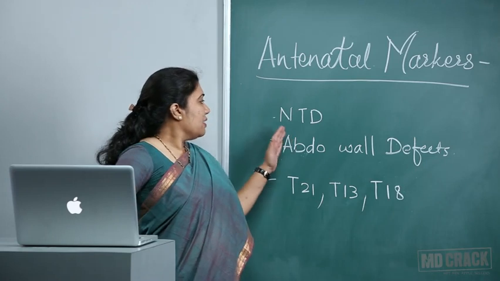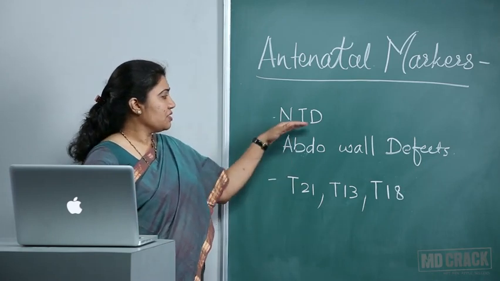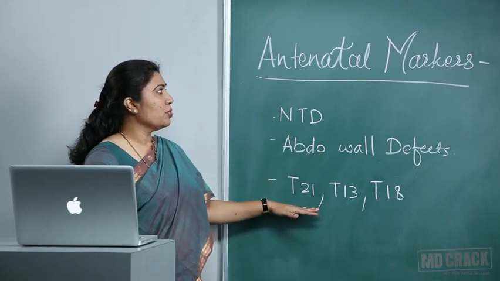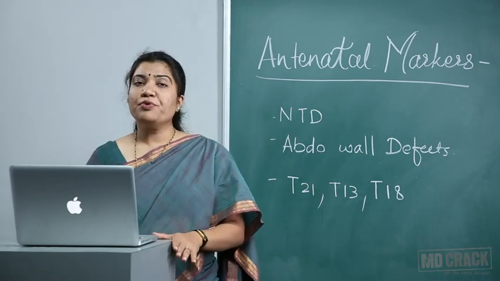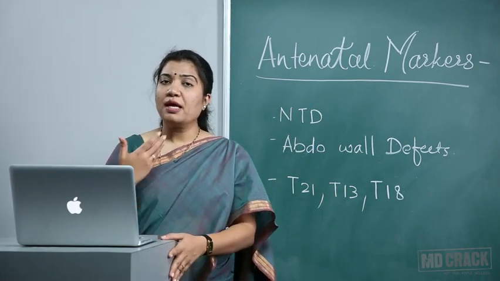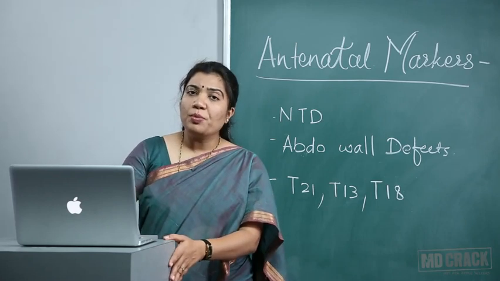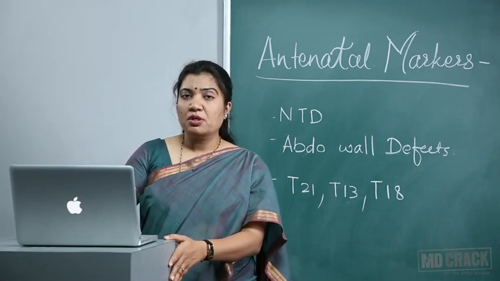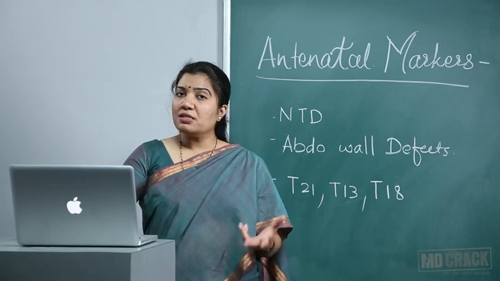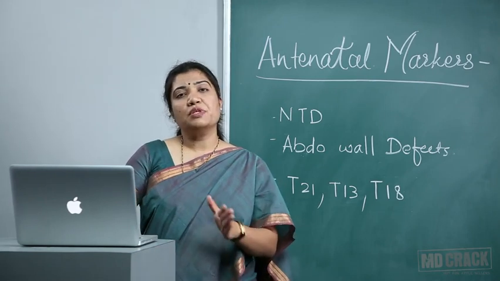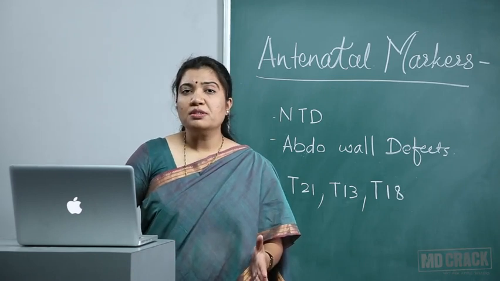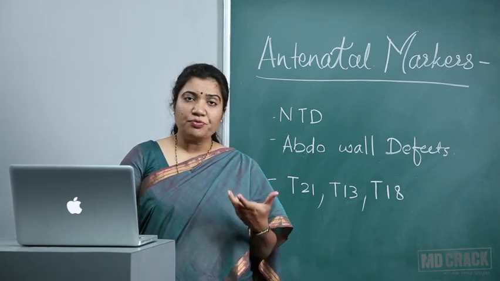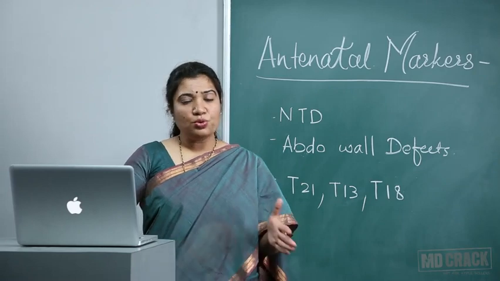This board shows that there are certain defects which are structural and certain chromosomal, for which we have certain markers. If we do those evaluations, they can guide us whether those abnormalities are present in the fetus or not. Some are screening tests which tell us whether the patient is at high risk or low risk of having those abnormalities, and some are confirmatory tests. So let's go through this.